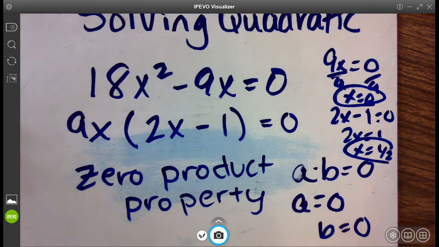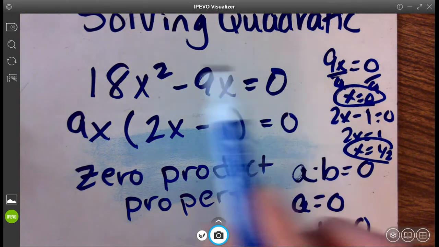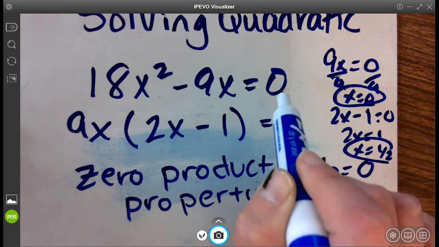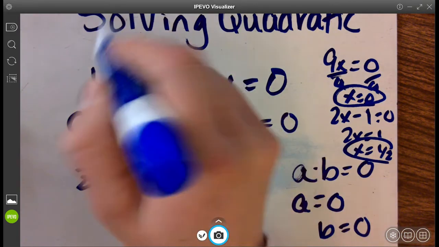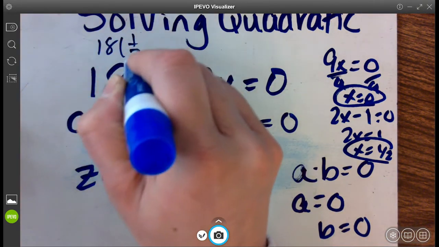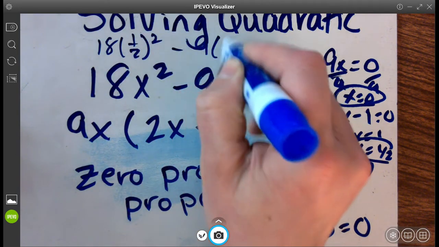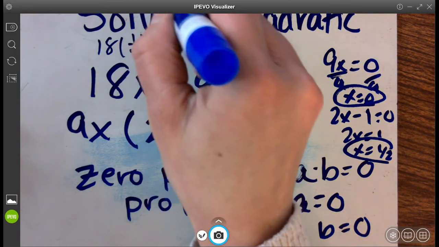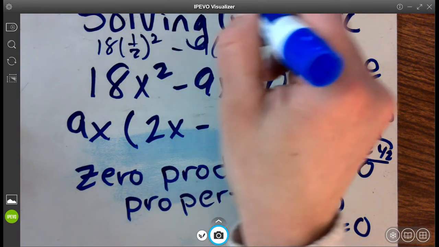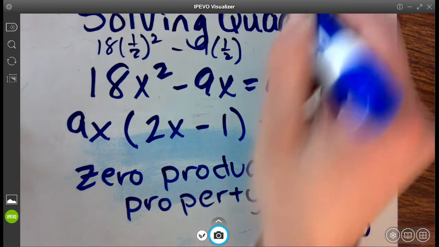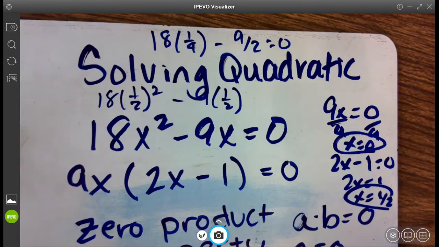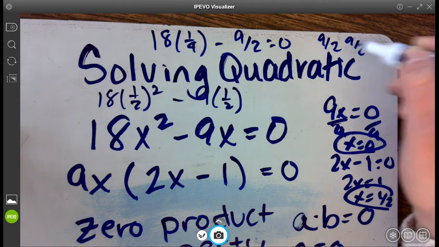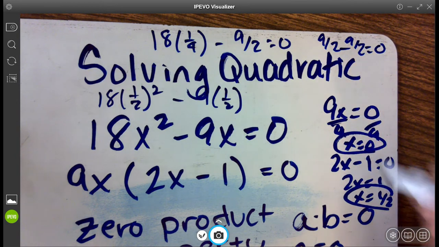So what this means is I can substitute 0 back in here. When I do that, what will I get? 0 minus 0. Yes, that works. If I put 1/2 back in, let's try it. 18 times 1/2 squared minus 9 times 1/2. All right, well, 1/2 squared is a fourth. So 18 times a fourth minus 9 over 2 equals 0. Well, 18 over 4 is 9 over 2. And 9 over 2 minus 9 over 2 equals 0. Yeah, so these are both true.